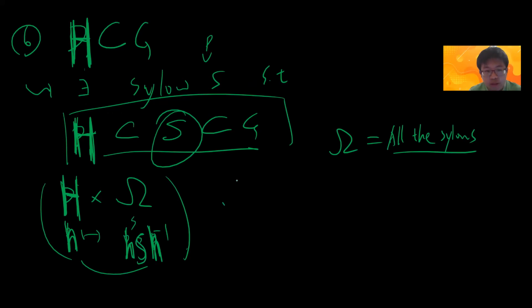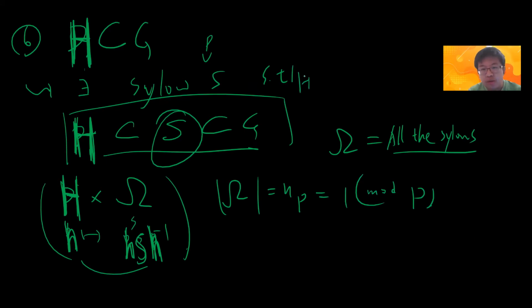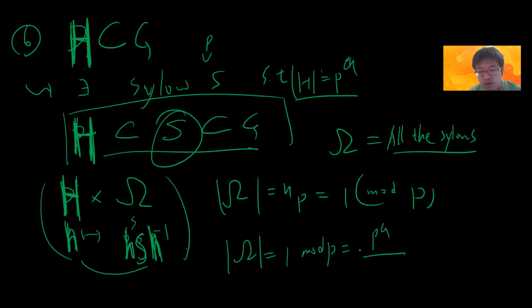And I know that the size of omega is N P, which is basically 1 mod P. But this H is a P group, so H is of order P to the A or something. So by the class equation, 1 mod P will be P to the A divided by something, some orbit size. But since omega is not divisible by P, there must be something which cancels all the P. So there must be a so-called trivial orbit. So there is a trivial orbit.